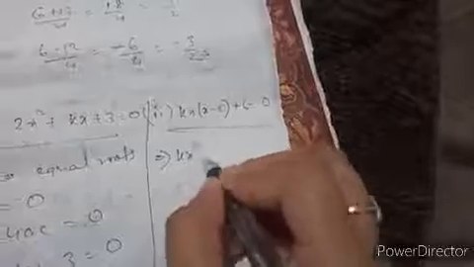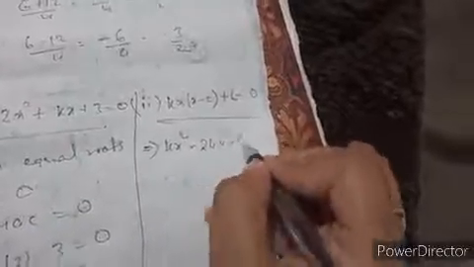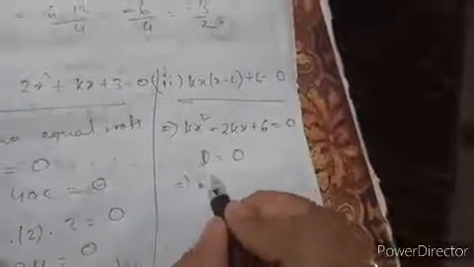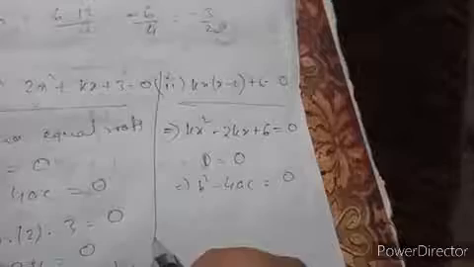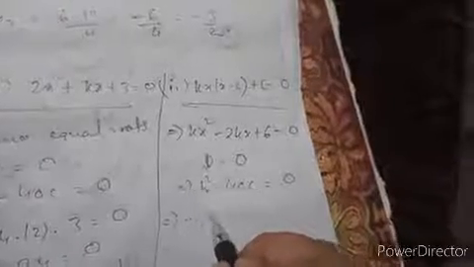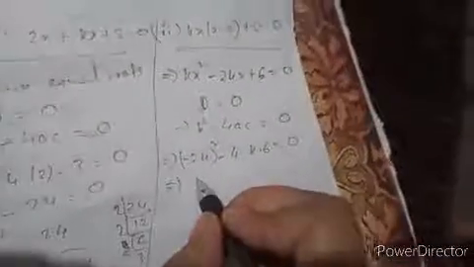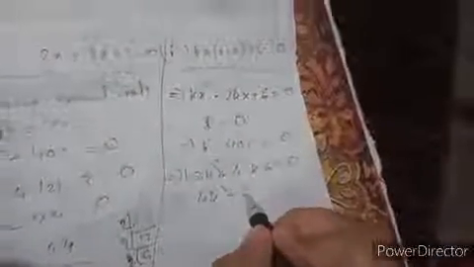Okay, similarly in this question also, first we have to expand this because it's not yet in the form of a quadratic equation, isn't it? So we write our quadratic equation like this. So d is equal to 0, b square minus 4ac equals to 0, value of b is minus 2k, square, a is k. So here we have 4k square minus 24k equals to 0.